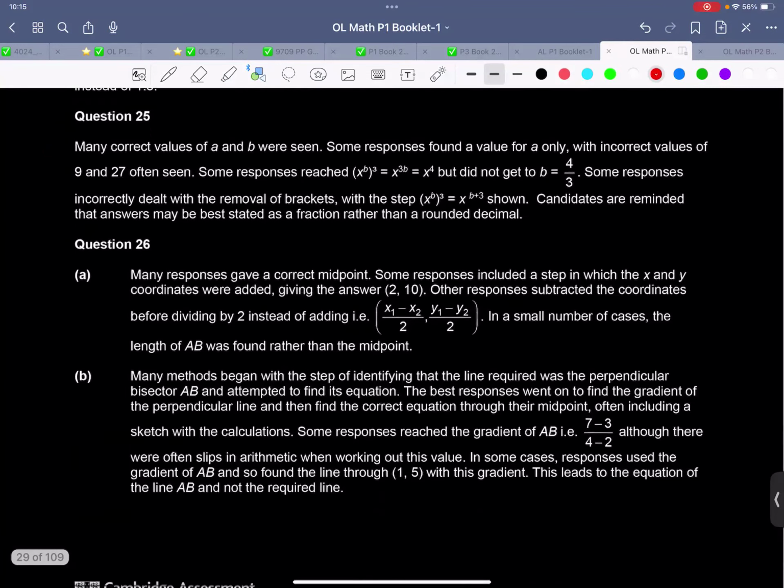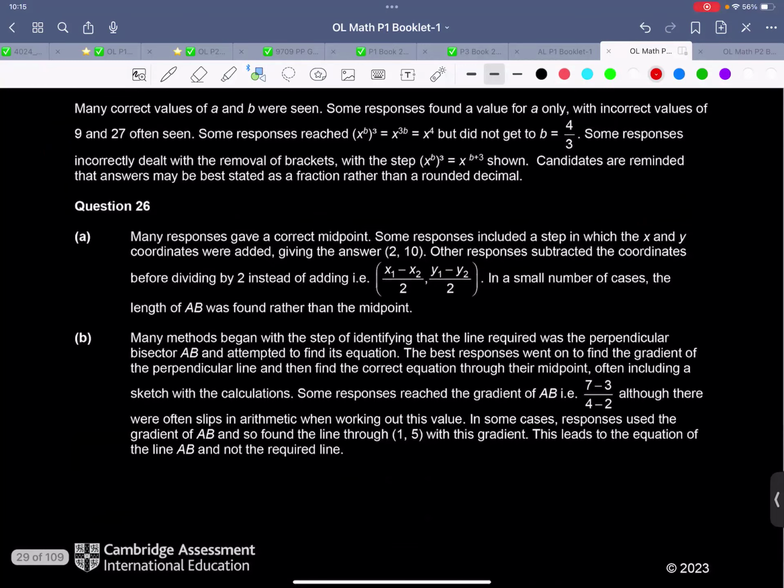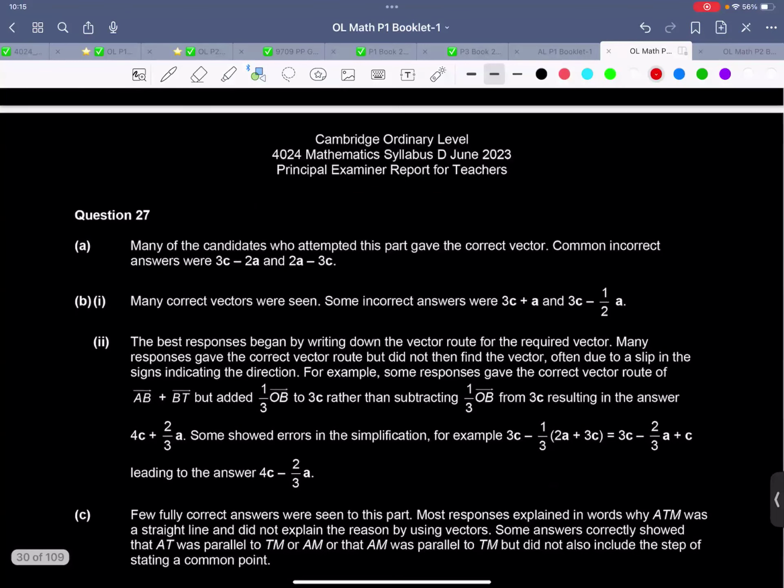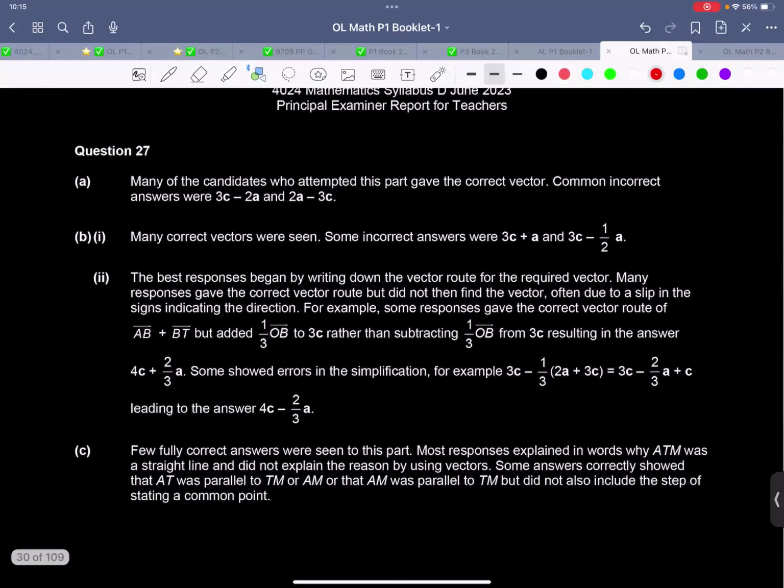What else is there? The vectors question, let's read the whole thing. Many of the candidates who attempted this part gave the correct vector. The best responses began by writing down the vector route for the required vector. Very necessary. Show them the steps. Many responses gave the correct vector route, but then did not find the vector, often due to a slip in the signs indicating the direction. Few fully correct answers were seen.